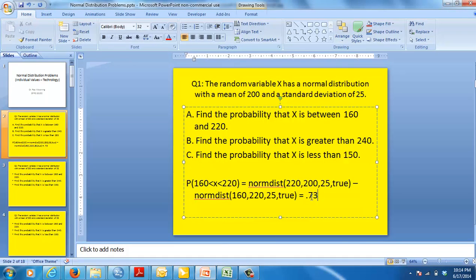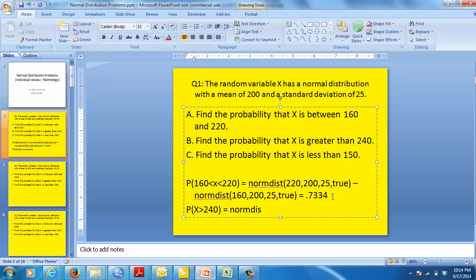Then I would highlight this and go back to PowerPoint and call that 0.7334. That's the first one. The second one gets set up very similarly, except I want just the area that's greater than 240. We know that norm dist only looks at what's to the left, so I need to do 1 minus this. So the probability that x is greater than 240 equals 1 minus norm dist.